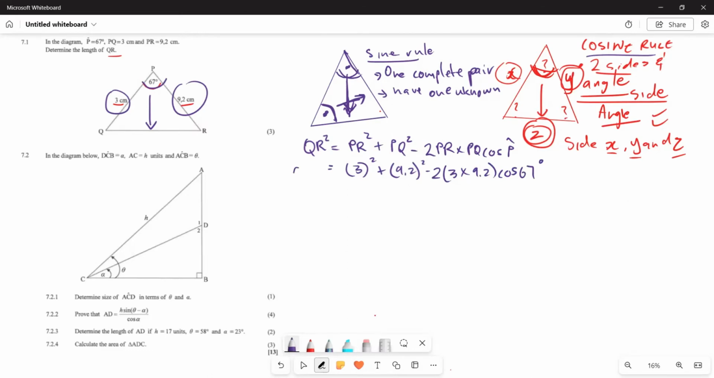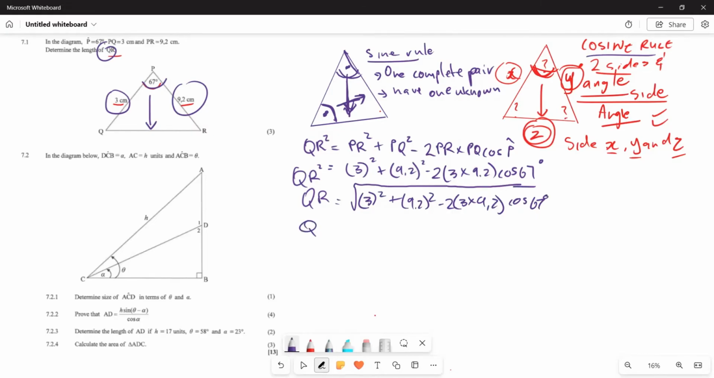Are you looking for your QR squared? Remember, this is your QR squared. No, the question required you to calculate your QR, not your QR squared, which means your QR is going to be, you're going to write all of these under the root, because you are looking for the QR, not your QR squared. So this is still going to be the square root of 3 squared plus your 9.2 squared, subtract your 2 into 3 multiplied by 9.2, cos of 67 degrees.